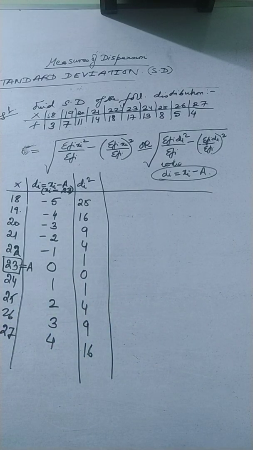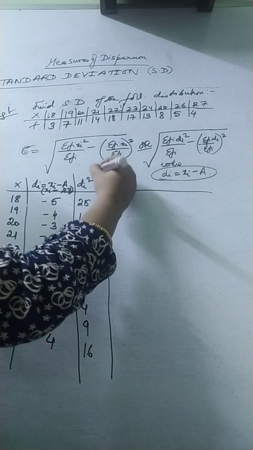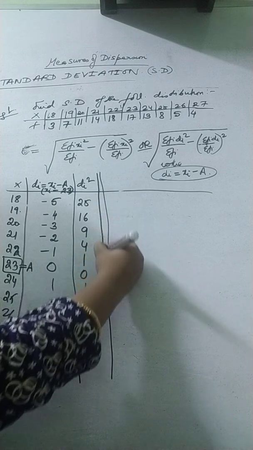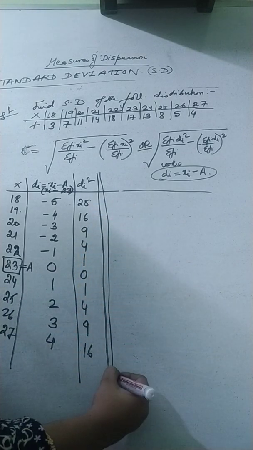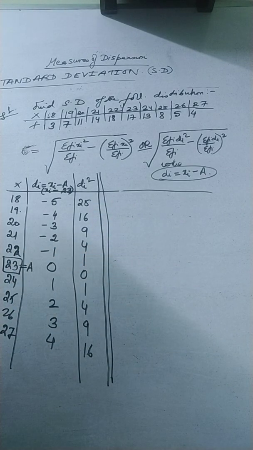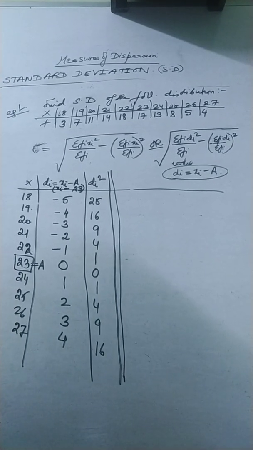Now let us do fi di and fi di square. For that I need to write down what are the fi's, so I need to write down the frequencies. I'm drawing a double line over here. This is optional. There's no hard and fast rule that you have to draw it. Okay, so what are the frequencies?